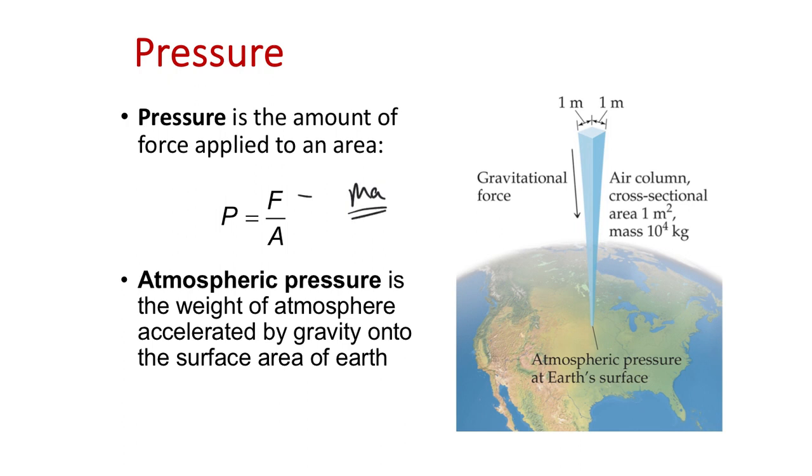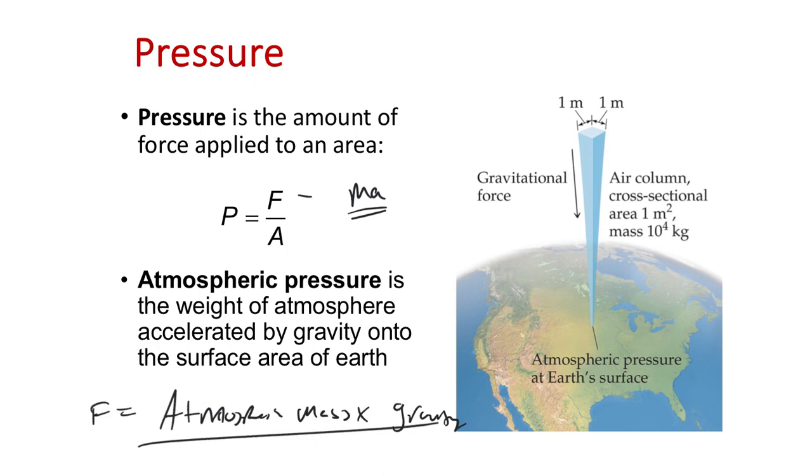So if you think of the mass times acceleration, where acceleration of the atmosphere is due to gravity, then you can realize that it's the atmospheric mass times gravity. So that's the force exerted by the atmosphere onto the surface area of Earth.